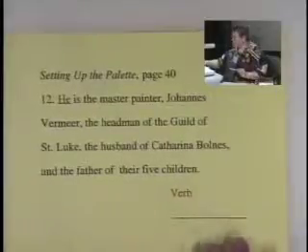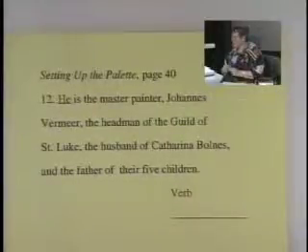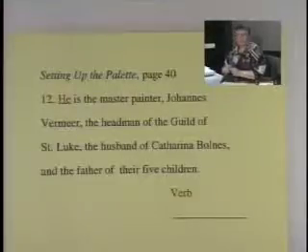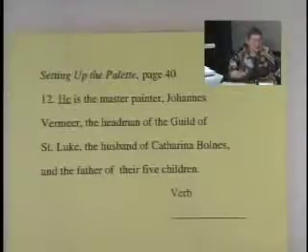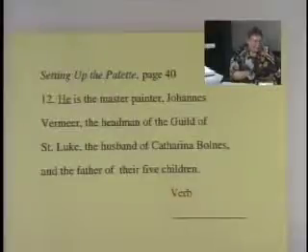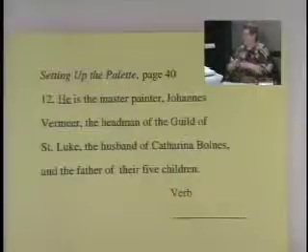Let's try this. This man who's watching the vegetables, he is the master painter, Johannes Vermeer, the head man of the Guild of St. Luke, the husband of Katharina Bones, and the father of their 5 children. Now, I know the other day we said that Vermeer had 11 children, but at the time this story is taking place, he's only got 5. There are either some who died or some to come, certainly some to come.